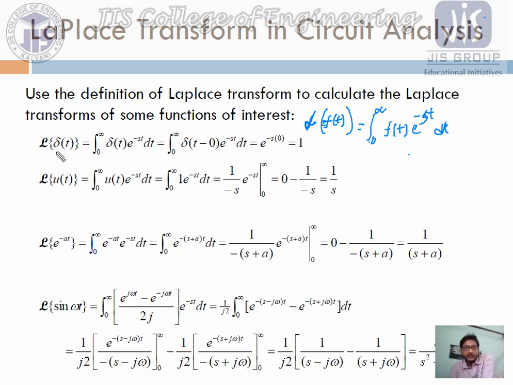Okay, so here the function is delta of t. So we can write the integration from 0 to infinity of delta of t, that was the function, and e to the power minus st dt. By solving, we write the limits 0 to infinity, and delta of t means t minus 0, e to the power minus st dt. Obviously, delta of t minus 0 gives e to the power s into t equal to 0, and e to the power 0 means 1.